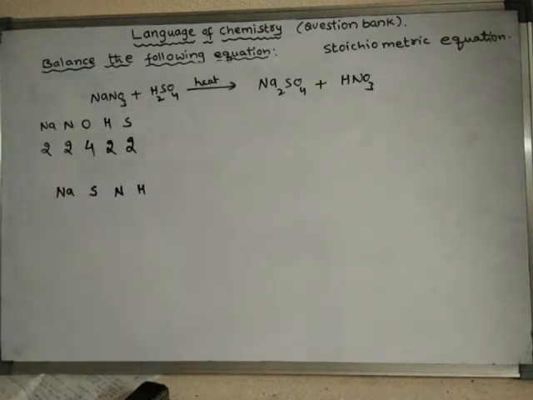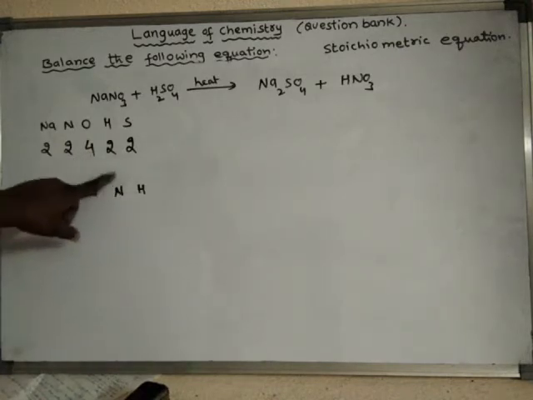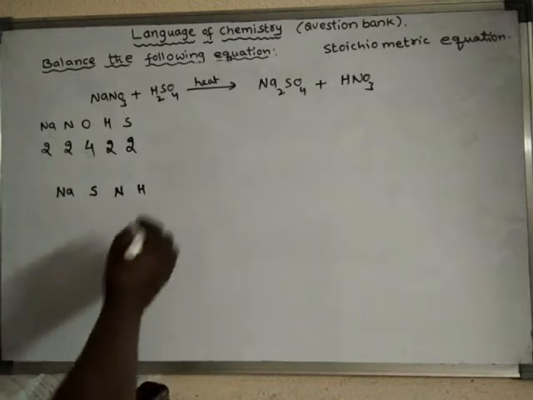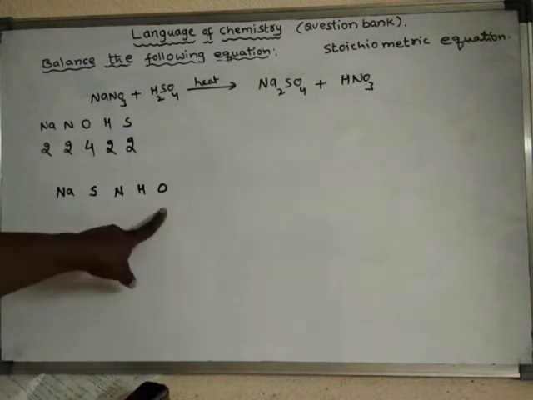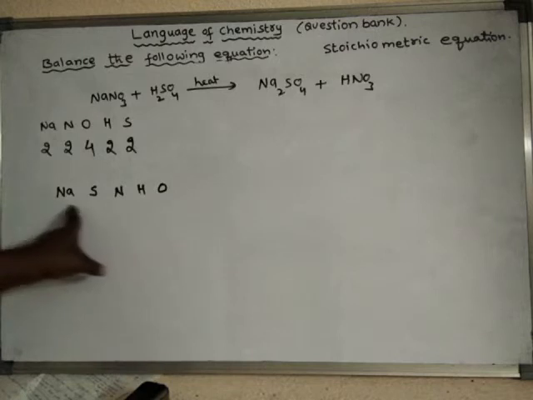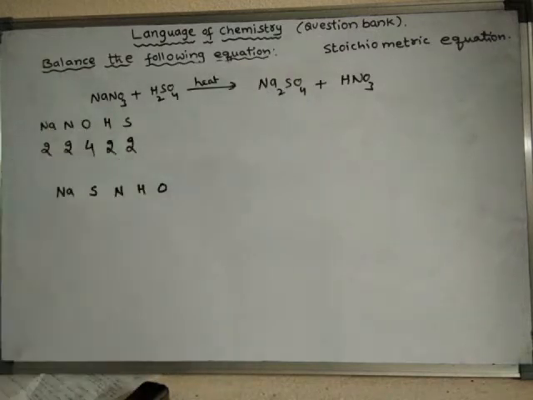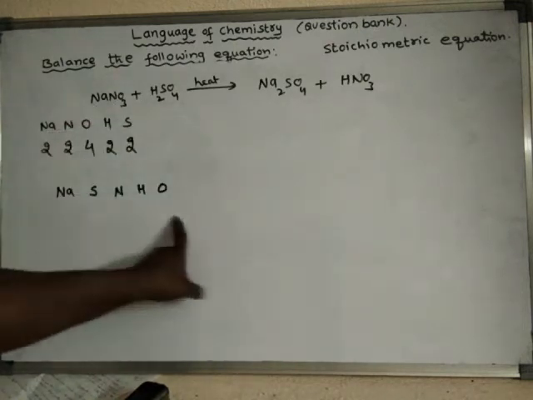Okay, and after that, the element with the lesser atomic number should be written. So finally, the element with the highest frequency number should be written. That means now these elements are arranged according to increasing order of frequency number, and this order is essential for balancing the equation. Always we have to balance the equation based on this order only.